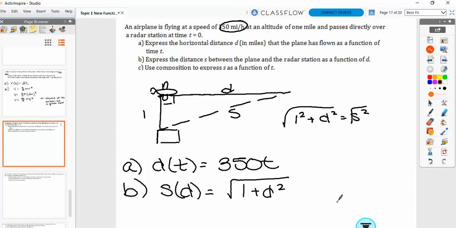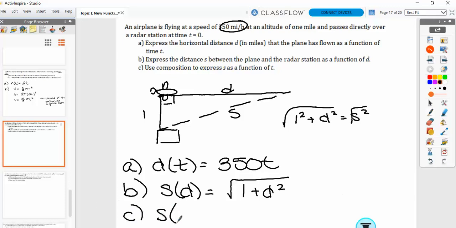Why can't you just turn that into just 1 plus D since they're both squared? Because we don't know what D squared is. So we can't do like 1 plus D with the square on the outside because then you would have to FOIL. And so the only way the square root and the square would cancel is if it was just one term under the radical. Okay.